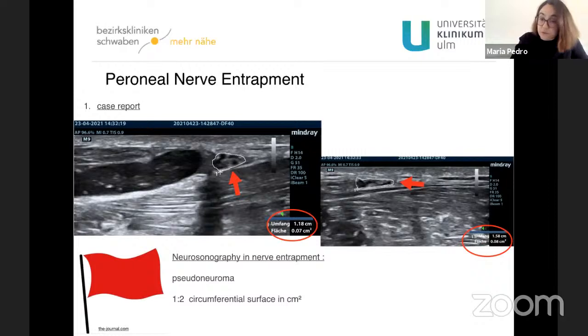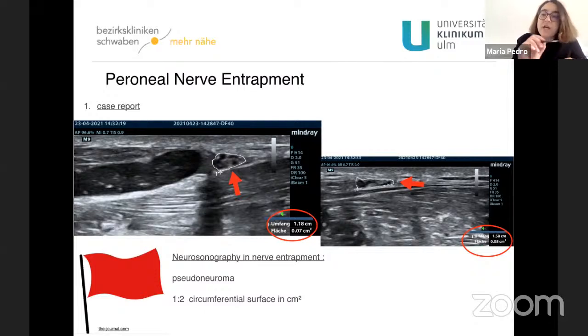Coming up to ultrasound, he's a thin person. I decided to do an ultrasound, and proximally, you always take the circumferential area. It was 0.07 square centimeters, so it's kind of normal. You see the fascicular structure, and going more distally, you see the same as in the MRI. It's really flattened, stretched. It's really important because with ultrasound, and this is one of the take-home messages, the red flag, normally in an entrapment syndrome, you have a swelling before the entrapment.